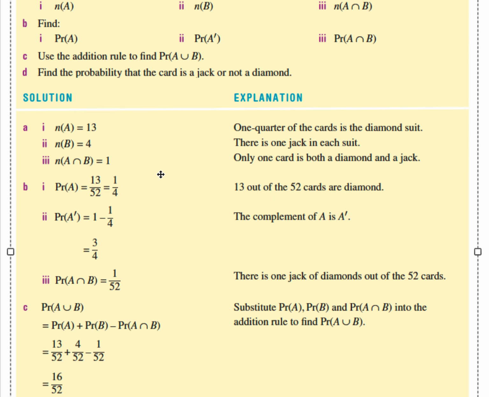Our next one's the probability of A and B. So we know the number of elements in A and B is 1, so it's just going to be 1 over 52, and this can't be simplified any further. Next, we're going to use our addition rule.